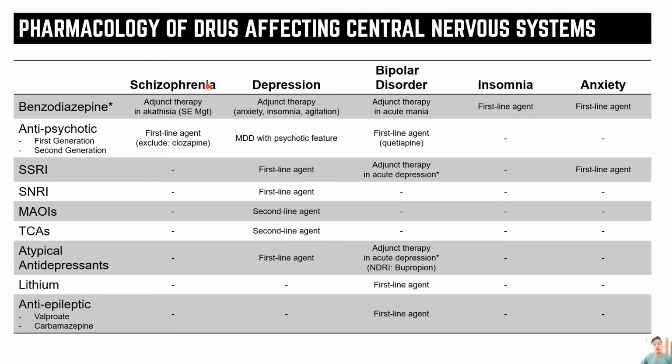This table shows the summary of pharmacological classes of drugs used in treating psychiatric disorders. As you can see here, benzodiazepine. This group of drugs is used as the first-line agent in treating insomnia as well as anxiety. This group of drugs also can be used as adjunct therapy for schizophrenic patients who develop akathisia due to antipsychotic drugs, or in major depressive disorder patients who develop anxiety, insomnia, or show any agitation. Besides that, benzodiazepine also can be used as adjunct therapy in acute mania in bipolar disorders.